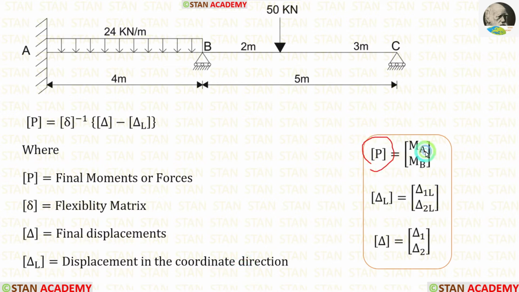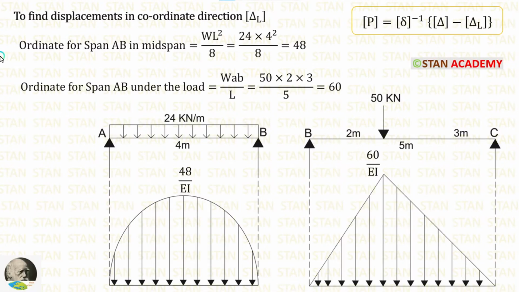Inside the P matrix, we will have MA and MB because these are the moments we have released. Inside the delta L matrix and delta matrix, we will have two values because in this analysis there are two coordinates. In this formula, first let us make the delta L matrix. In this analysis, we have released the moments, so the displacements will be the slopes. We have to calculate the slope values using the conjugate beams.